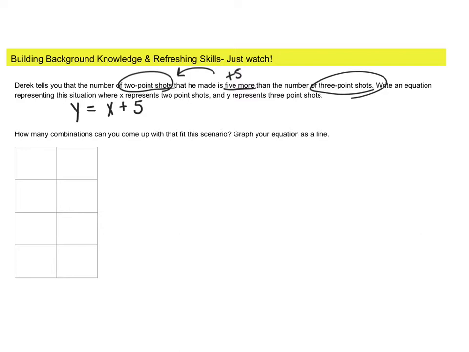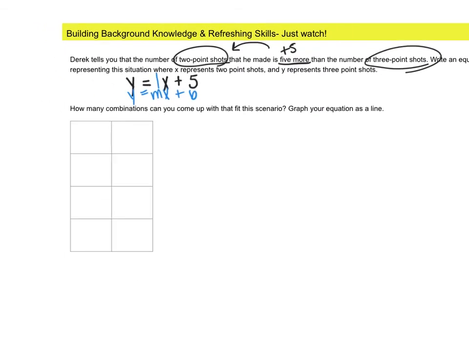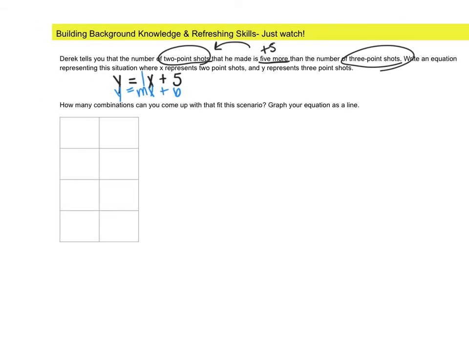When looking at this equation, you can see that it's written in slope-intercept form, y equals mx plus b. And looking at this equation, you should notice that there is no number in front of my x, so it is an invisible coefficient of 1. So if I were to graph it, my slope would be a 1, and my y-intercept would be a 5.